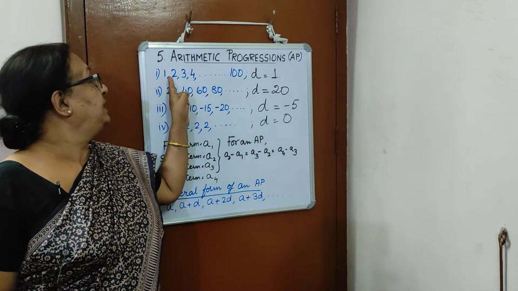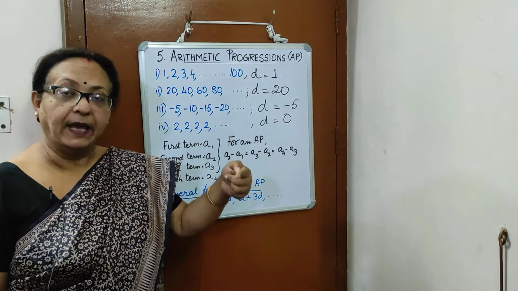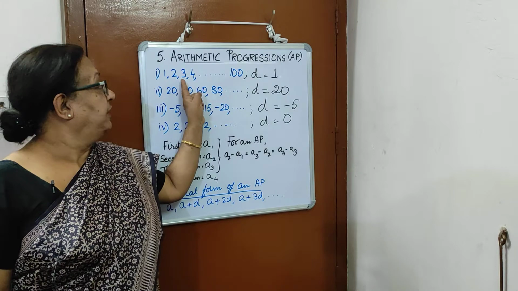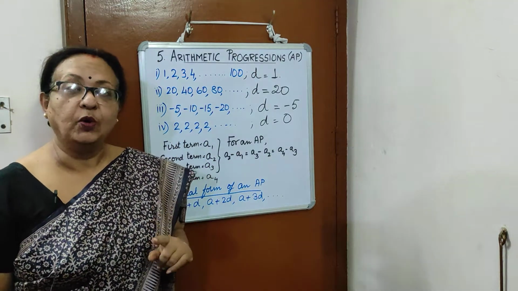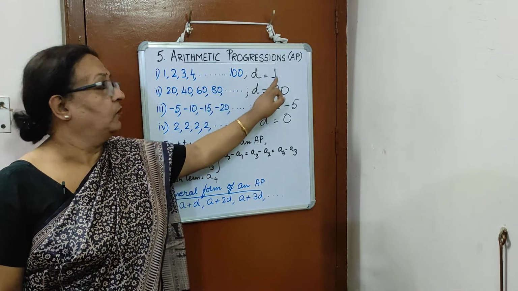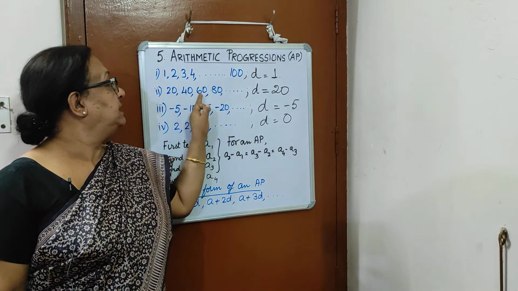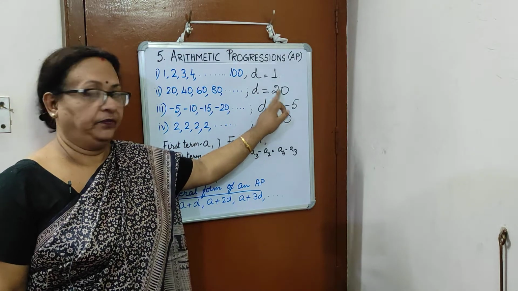Here, what is the difference between each of the numbers? It's 1 because 1 plus 1 is 2, 2 plus 1 is 3. So this difference, we generally call it common difference, denoted by small d. And what's the common difference here? 1. Similarly, what's the common difference here? It's increasing by 20 units, so d is 20.